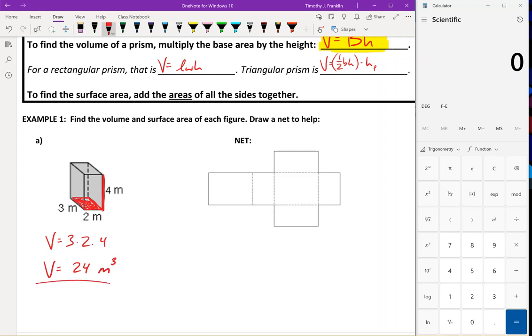Right? But for the surface area, it can be easy to lose track and not count all 6 sides. So what you can do is unfold the shape into what's called a net. It's kind of like taking apart a box. So you have to make sure you get the correct measurements on here. So we have these small ones that are 3 by 2. That would be these two here. We have these slightly longer ones that are 4 by 2. That would be these here.